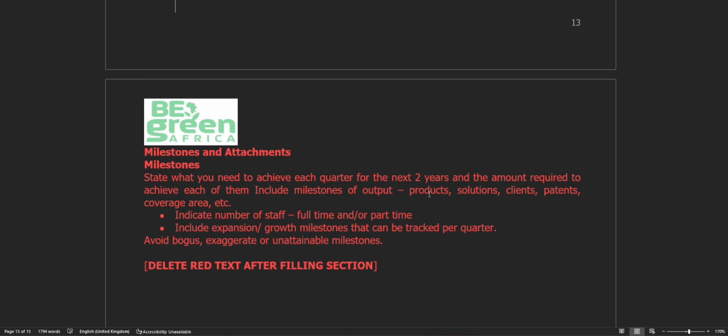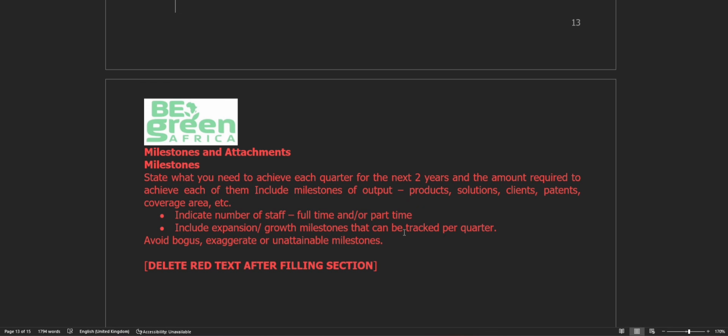You don't need to put the year, because this business plan is on the assumption that you are shortlisted for the seed capital and you've received the seed capital. What do you hope to achieve? The first quarter, the second quarter, the third quarter, fourth quarter, down to the 8th quarter. What do you hope to achieve? That's what they want to see here. You can decide to tabulate it, you can decide not to tabulate it.